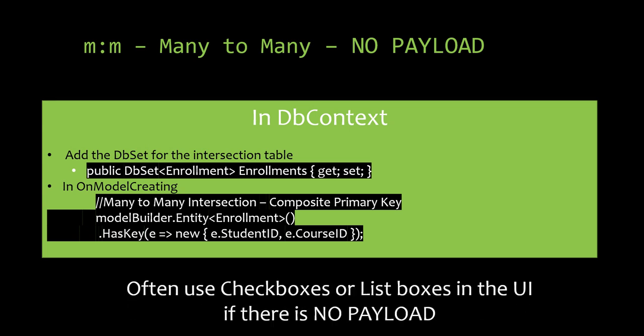Just a note there that we typically use checkboxes or list boxes in the UI when there is no payload. There's nothing else to store in here. So really, we could almost ignore this entity, except that it's there to support the relationship itself. All right, so that's the end of our discussion. Let's get into actually doing it. Oops, I forgot I had one more slide here to talk about.